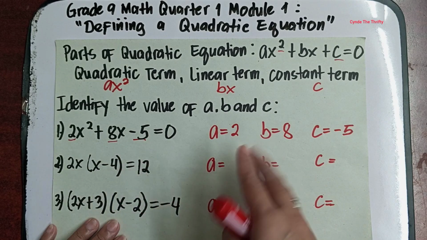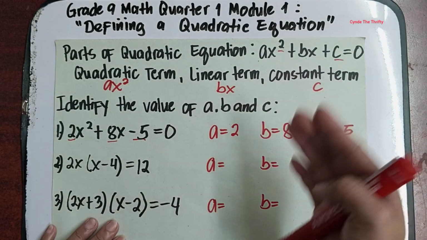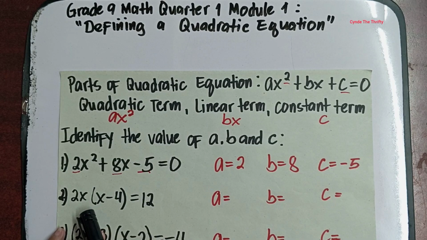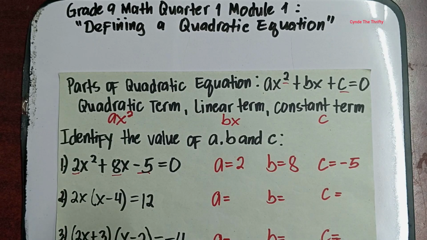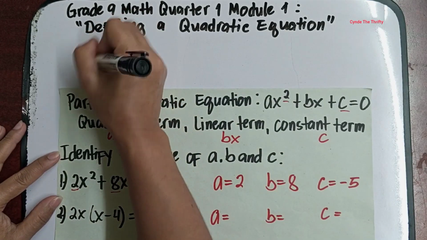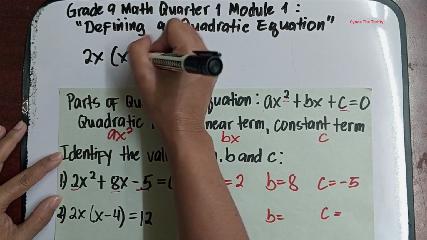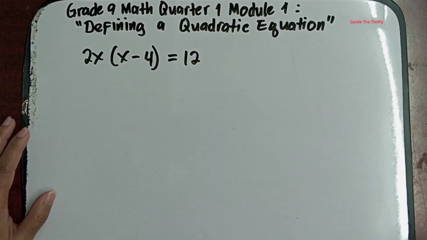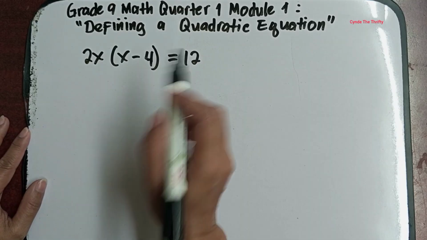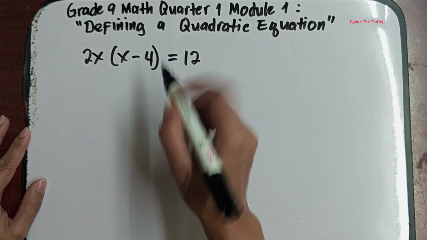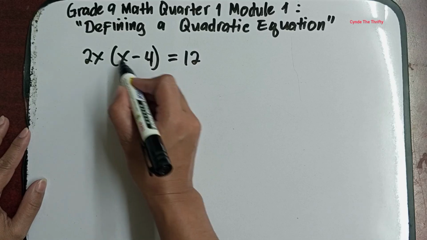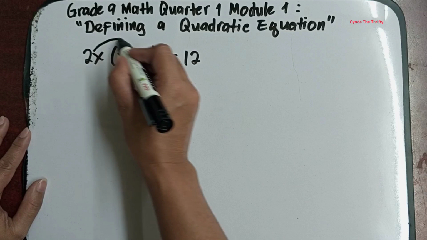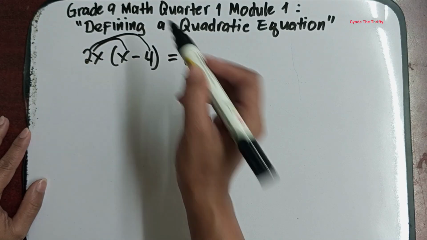So ito na yung isang objectives natin na dapat alam natin kung paano isulat into standard form ang ating quadratic equation. So dahil hindi naka-standard form ang ating example number 2, gagawin natin siyang standard form. So 2x multiplied by x minus 4 is equal to 12. Okay. So, ang gagawin natin is gagamitin natin ang ating distributive property. So, ibig sabihin, itong si 2x is i-distribute natin sa dalawang term na nandito. So, 2x, i-multiply natin kay x, pagkatapos i-multiply natin kay negative 4.